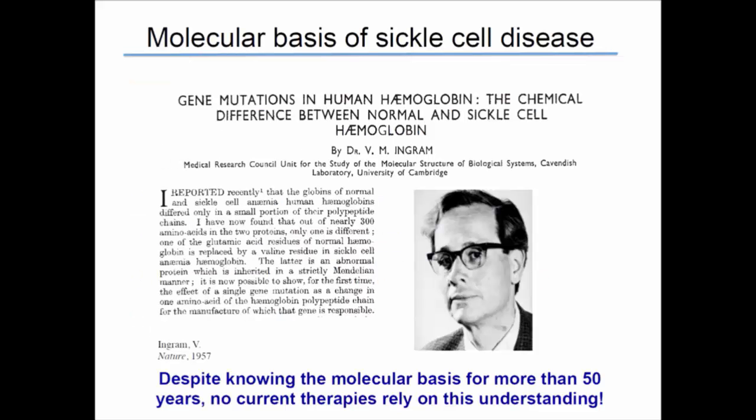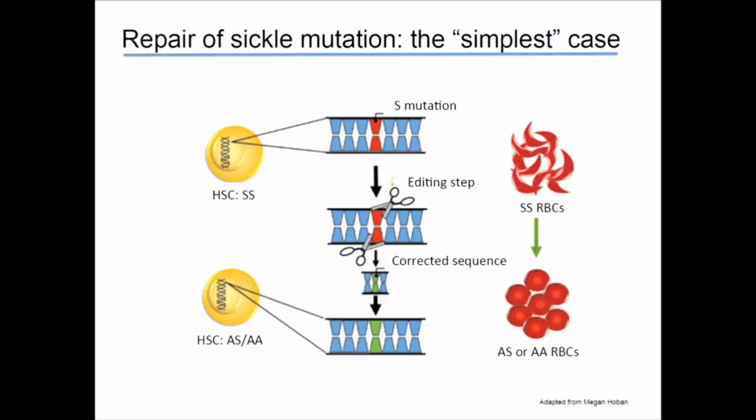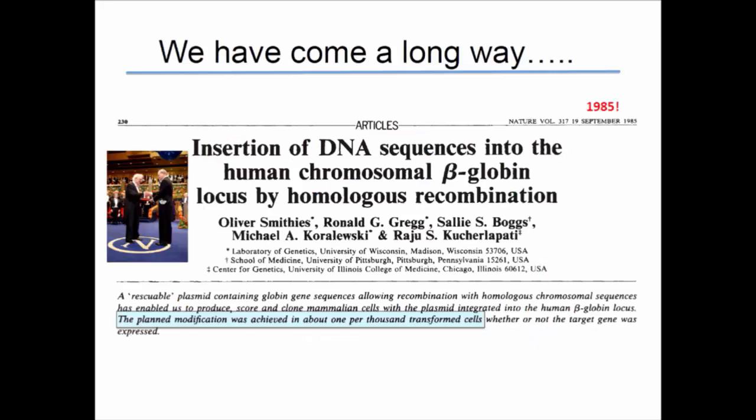Now, for one of the disorders which I'll touch on, sickle cell disease, we've known about it for more than 100 years, but we've known the specific mutation for more than 60 years due to Vernon Ingram, who worked after Linus Pauling on this problem. But I think it's really important to restate that knowing the molecular basis for more than 50 years has not helped us in terms of our current therapies. There's no therapy that depends on knowing the molecular basis. And as Mitch described, this is what we'd like to do, the simplest case, that is replace the one nucleotide or repair it. But as he mentioned, it's hard, and I'll come back to that a little later.